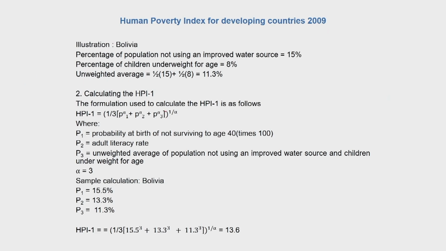Then the HPI 1 is calculated using the following formula, where these are the three indicators here, P1, P2, P3. P3 has two indicators, which is calculated by an unweighted average of the two indicators. P1 here is the probability at birth of not surviving till age 40. P2 is the adult illiteracy rate. I'm sorry, there is a mistake here. This is the adult illiteracy rate. P3 is the unweighted average of population not using an improved water source and children underweight for age. So based upon this, the HPI 1 is calculated as 13.6.